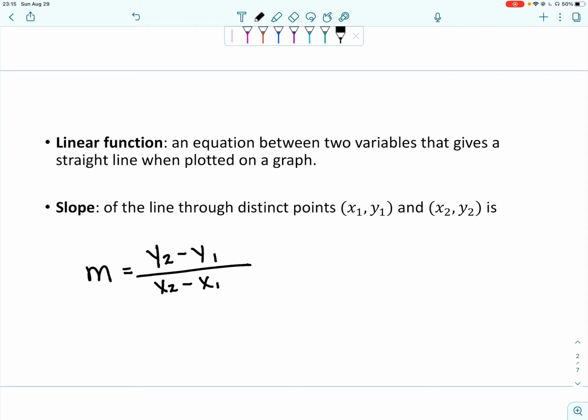So we're going to look at linear functions. So we're going to look at straight lines. We're going to find the slope or the rate of change of those straight lines. And we're going to do that by finding two distinct points on those lines and using this formula to find that slope.